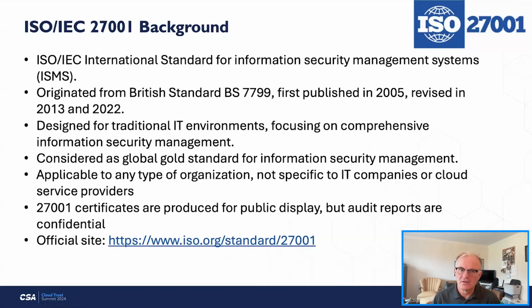So let's talk a little bit about ISO IEC 27001. This comes from a very long, very esteemed heritage from British Standard BS 7799. The ISO 27001 first version was published in 2005, with a couple of revisions in 2013 and 2022. And this was designed for traditional IT environments, focusing on very comprehensive information security management systems. And it's the gold standard, I would think. I wouldn't argue with that at all.